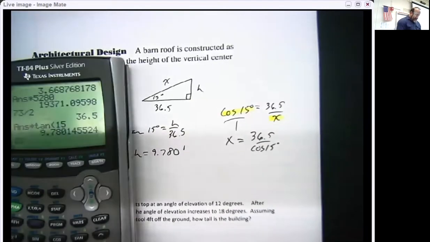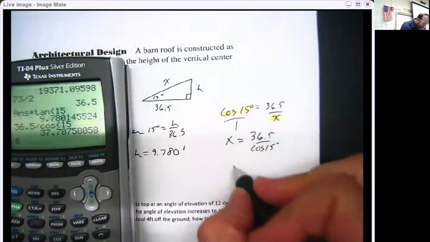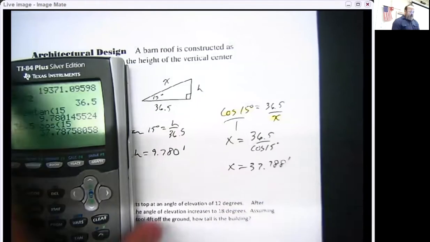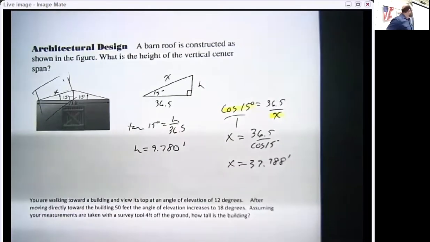And so I actually really like the fact that you said use the cosine. This would be a massive roof. But what is another way we could have found x?